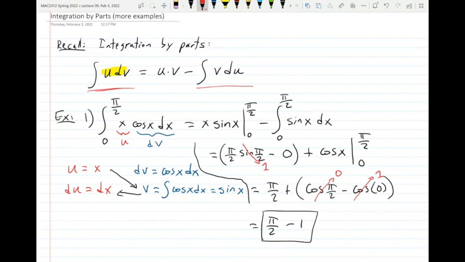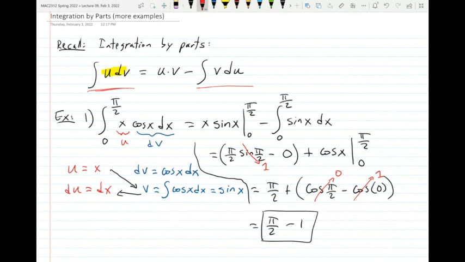Your integral is not going away. You're just changing one integral for another one. The hope is that this second integral that you get is easier to do than the previous one, okay? So let's take a look at this. Here, there are two choices really. u is either x or cosine, okay?